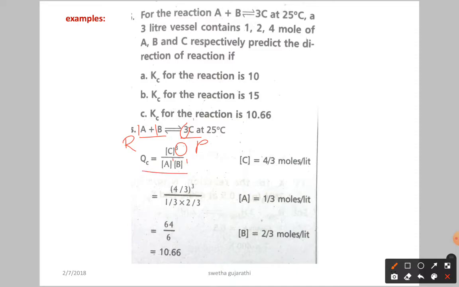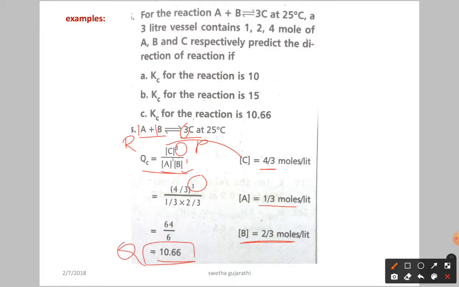Now substitute the values. The molar concentration of C, how much is there? We have 4 by 3. Here we already have the cube, so you have to write it as a cube. Next, the molar concentration of A, how much do we have? 1 by 3 moles per liter, and the molar concentration of B is 2 by 3 moles per liter. Now if you go for simplification, how much are we getting? 10.66. This is the Q value.